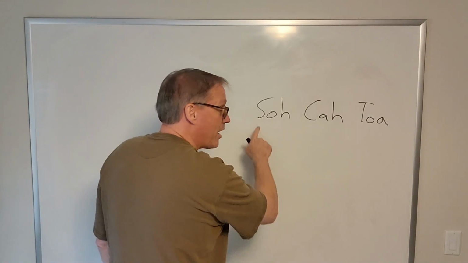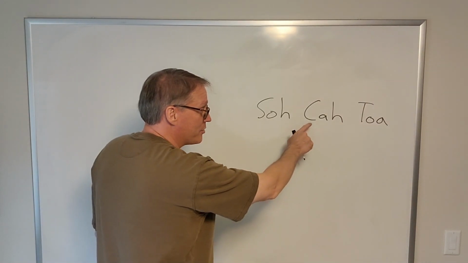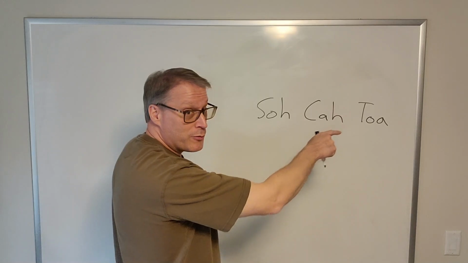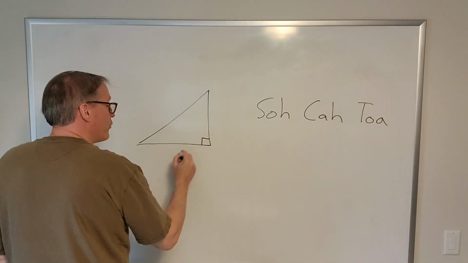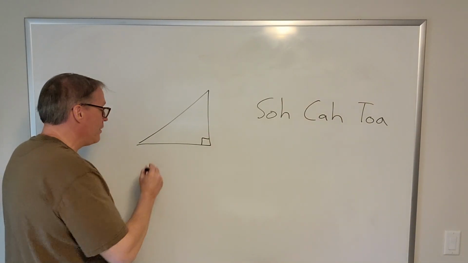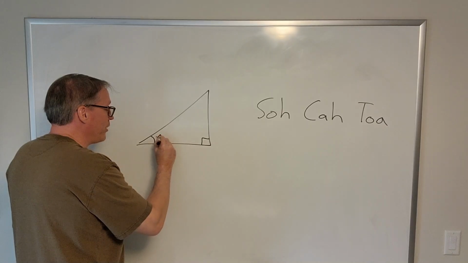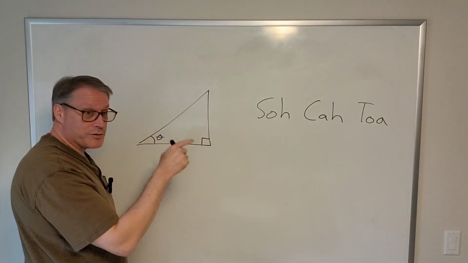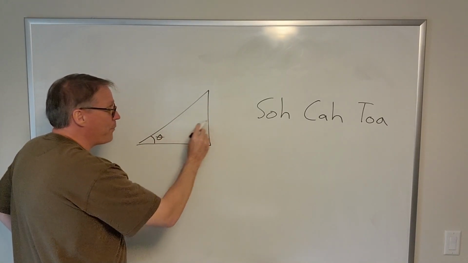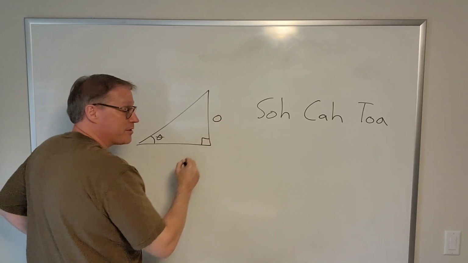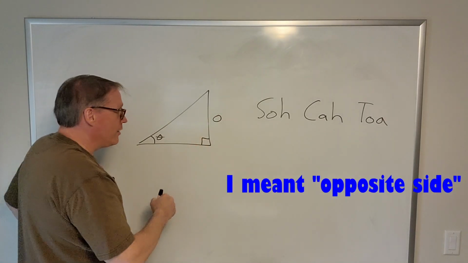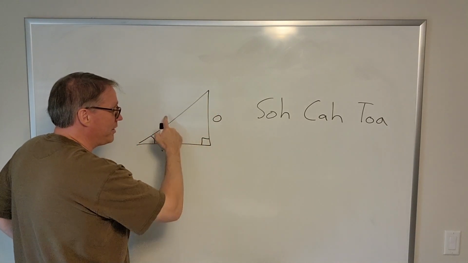SohCahToa. Sine is opposite over hypotenuse, cosine is adjacent over hypotenuse, tangent is opposite over adjacent. What does that mean? Here you go. For a right triangle, and an angle right here, they usually put it right here. They could also put it up there. It doesn't really matter. You'll see. The side opposite that angle is the opposite side. I'll call that one O. The hypotenuse is the one opposite the 90-degree angle.